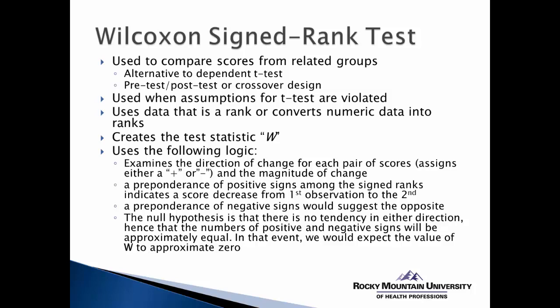So again, we're using data that is either truly a rank score, truly ordinal data, or it could be numeric data that's then converted into ranks. And it creates a test statistic called the W statistic.